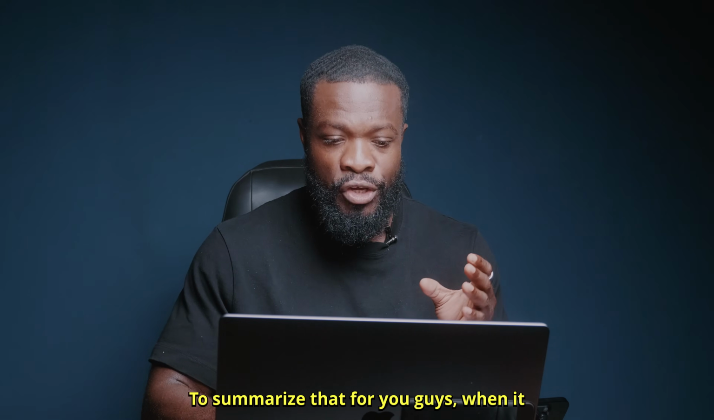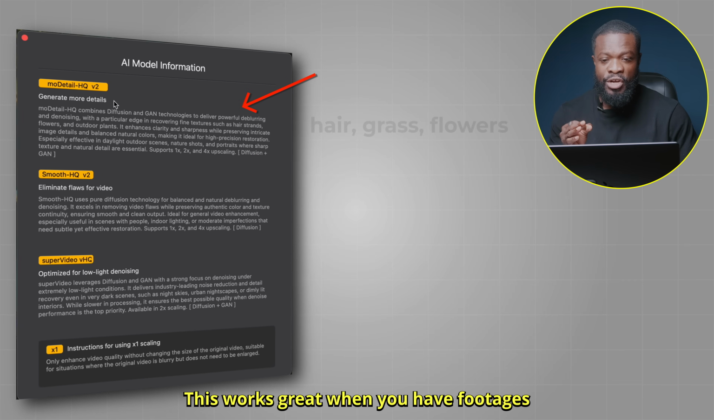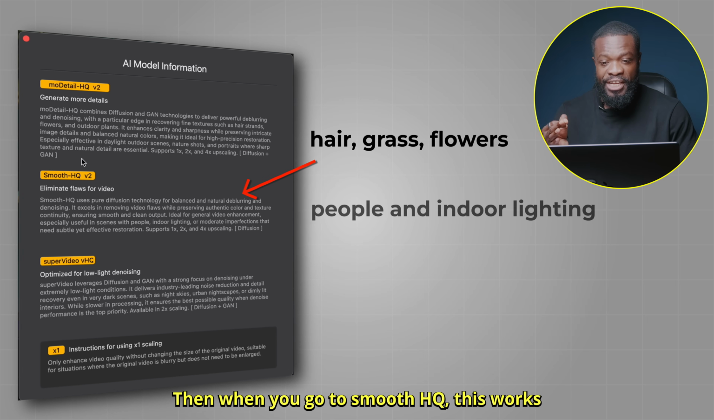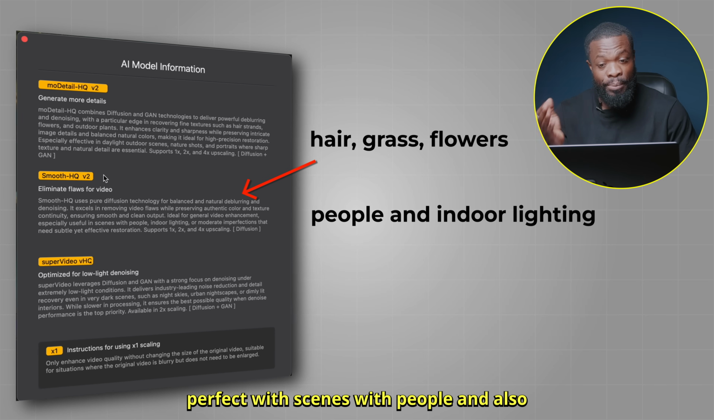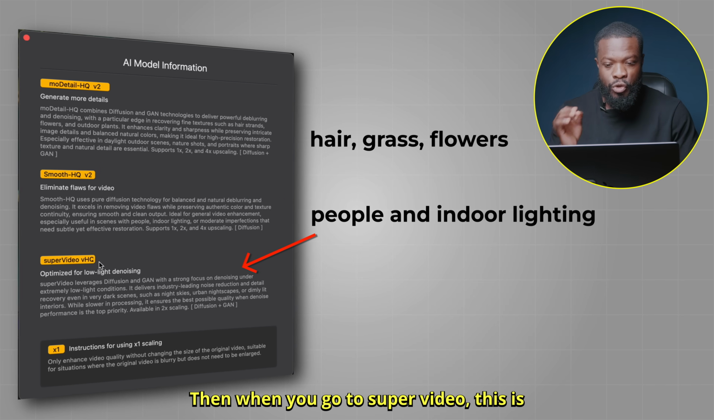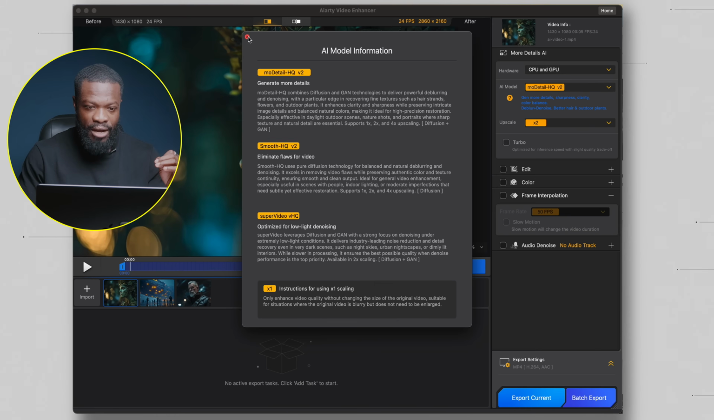To summarize that for you guys, when it comes to more detail, this is the best so far. This works great when you have footage with grass, flowers, and hair. Then Smooth HQ works perfectly with scenes with people and also indoor lighting, keeping things natural. Then Super Video is really great for low light and noisy conditions. I'm going to close that.